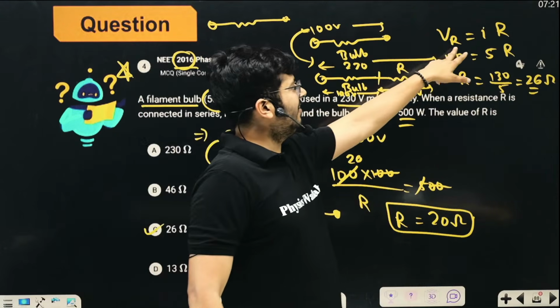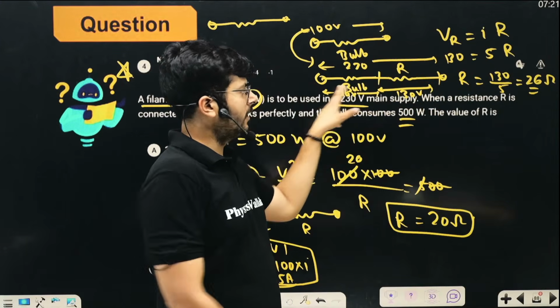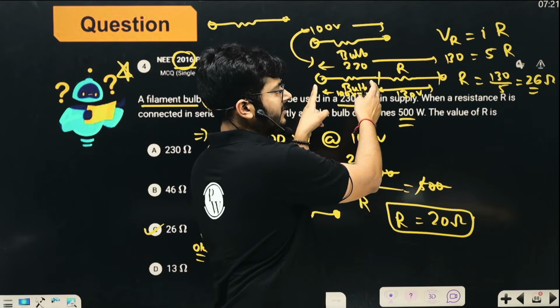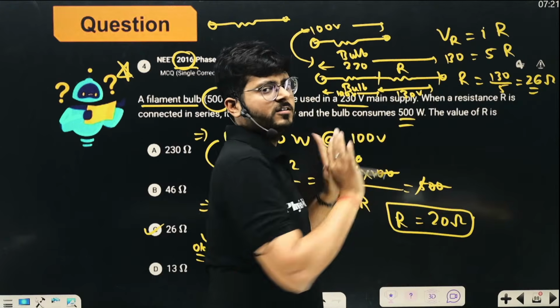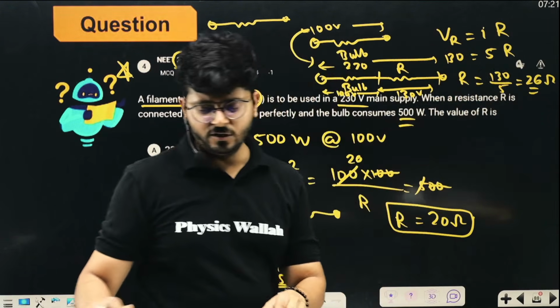So for that, V is equals to IR. For this one, the potential difference is 130. The total was 230. Across this one is 100. So across the remaining one is 130. So 130 is 5 into R. R is going to be 130 by 5, which is 26.